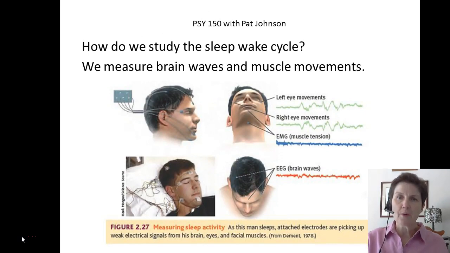So first of all, how do we gather this information? How do we even know that there are sleep stages?